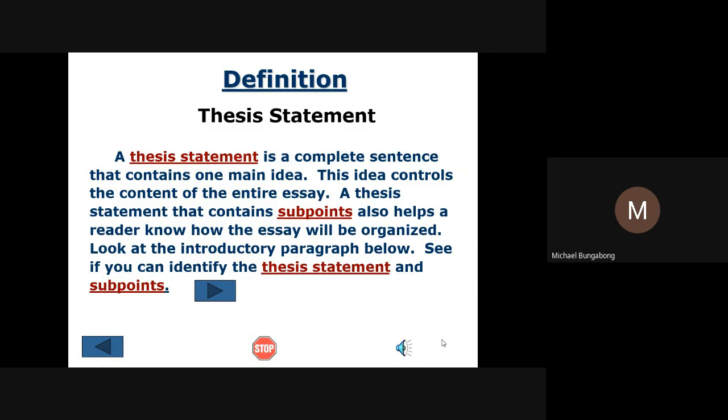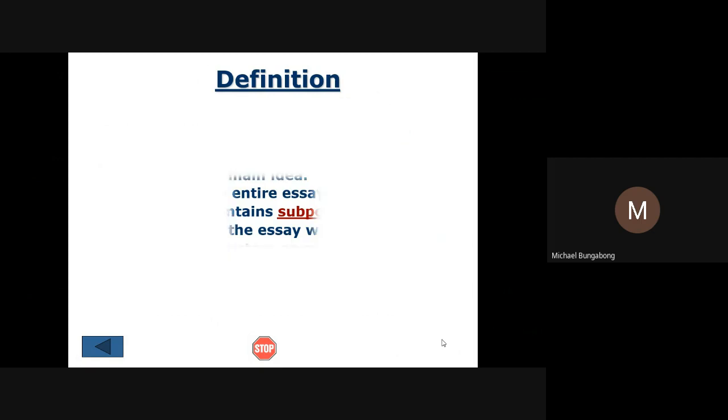And what is the purpose of sub-points in there, okay? The sub-points will help a reader to know how the essay will be organized, or what would be the flow of the essay. So that's the role of the sub-points in a thesis statement, okay?